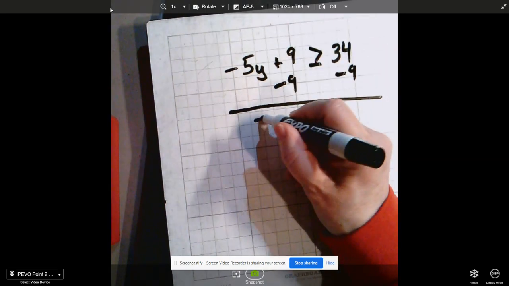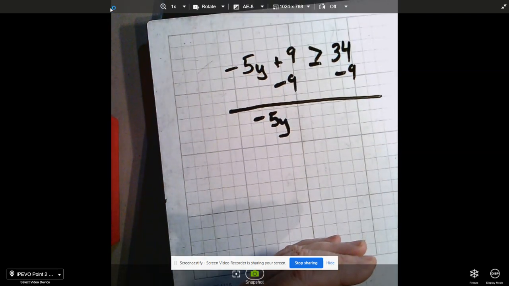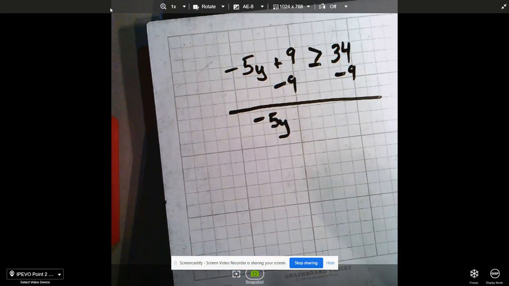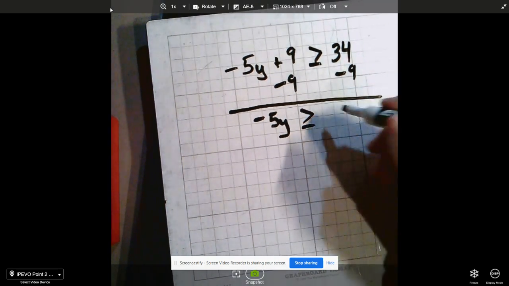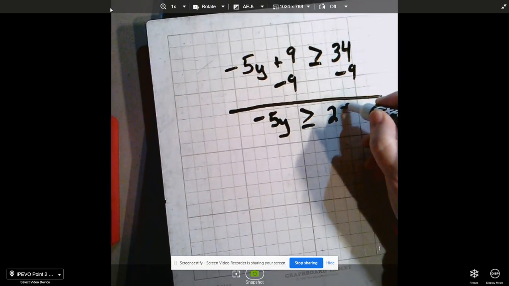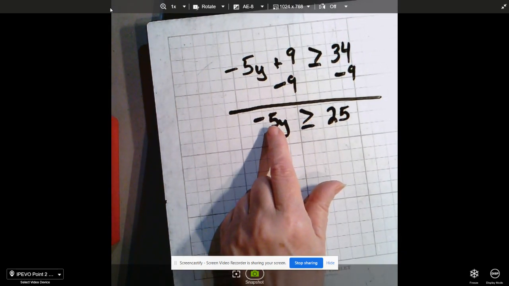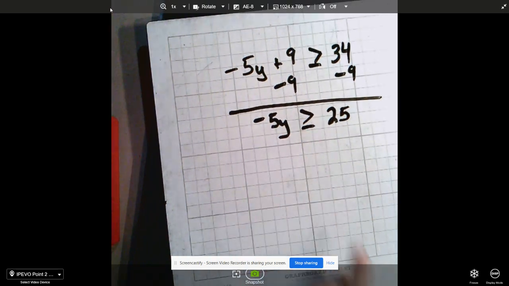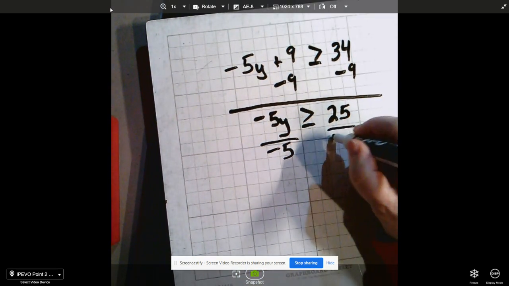So my 9's will cancel out. I have minus 5y. I haven't multiplied or divided by a negative. I've only subtracted, so I don't have to worry about flipping my inequality. 34 minus 9 will give me a positive 25. I'm multiplying between the negative 5 and the y, so to undo multiplication, I have to do division. So I'm going to divide by a negative 5.